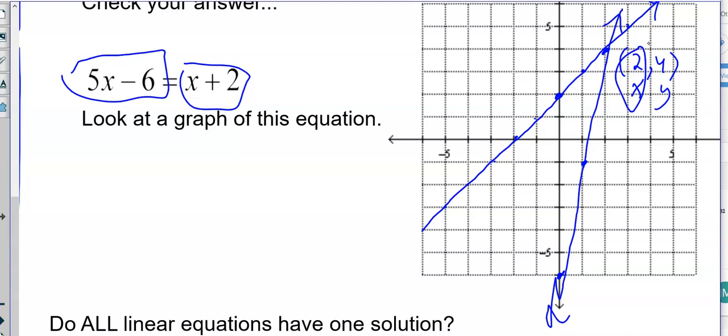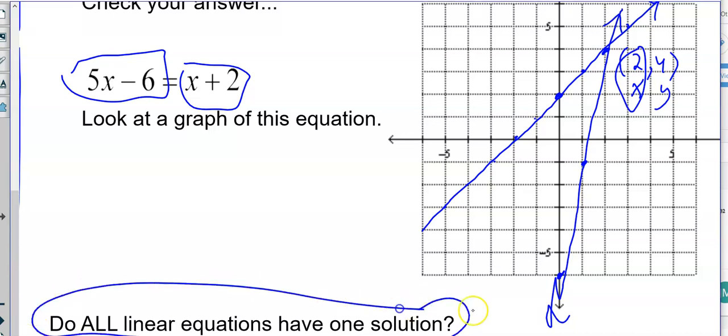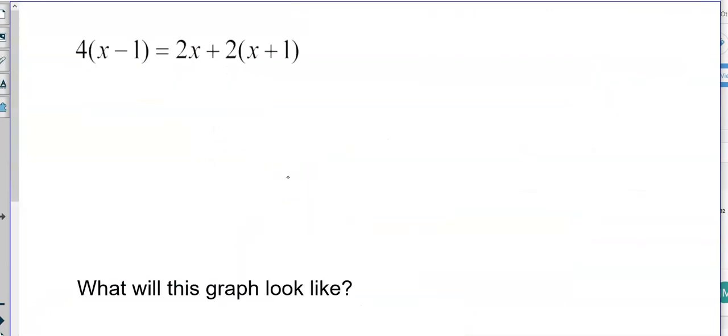So here's the question I have for you: do all linear equations have one solution? So it seems like you've got two lines that are going to cross in one point, and so you might have one solution. But let's just check that out. So this is at least a little bit more interesting. It's got some distributive property. That's nice.